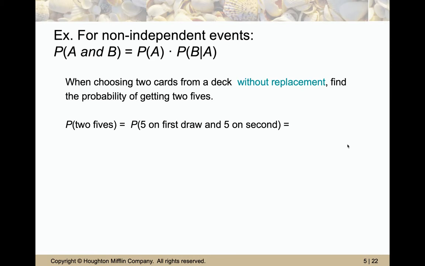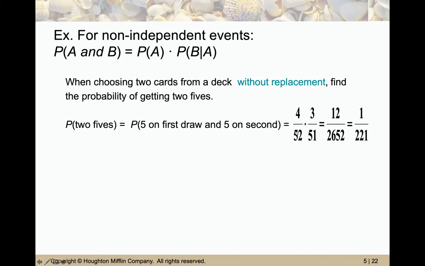Okay, so when choosing cards from a single fair deck without replacement, which means you draw a card and you just kind of put it aside and then you draw. So now you've only got 51 cards in your pile, and then you draw your second card. So you've got 2 cards in your hand. The probability of two 5s is the probability of a 5 on the first draw and a 5 on the second draw, given that you already had a 5 on the first draw.